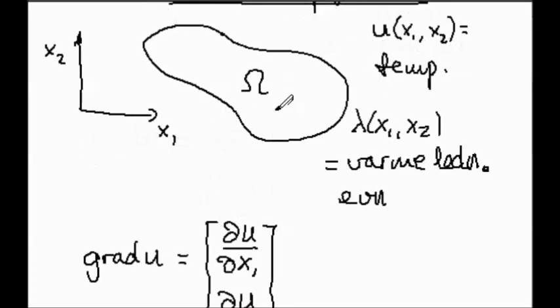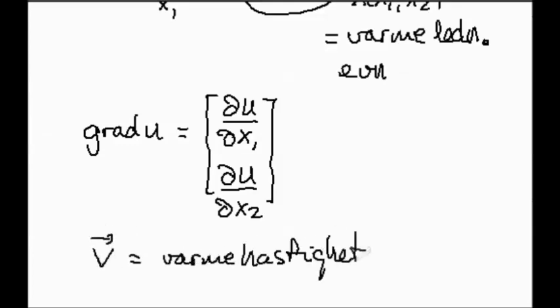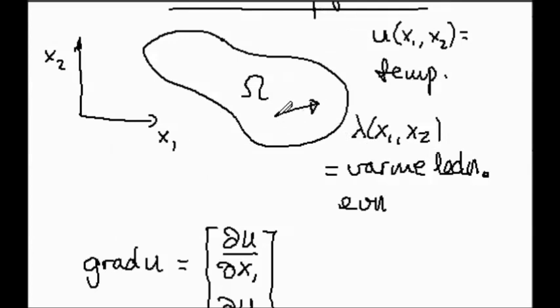Note that the gradient of U is a vector which tells us the direction where the temperature is increasing the most. So that's the direction of the vector. The length of the vector tells us how much the temperature is increasing in that point. The heat velocity is denoted V vector. The heat velocity tells us how much heat is going through a point per square meter per second.